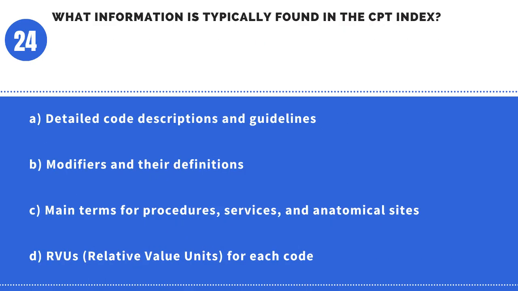Question 24. What information is typically found in the CPT index? A. Detailed code descriptions and guidelines. B. Modifiers and their definitions. C. Main terms for procedures, services, and anatomical sites. D. RVUs, relative value units, for each code.